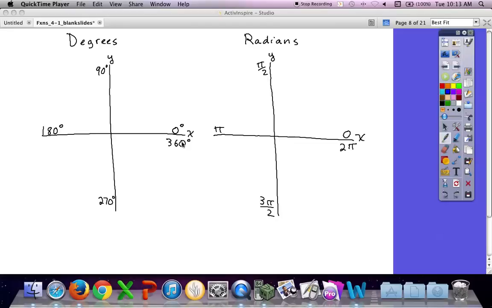Now, what's halfway around the circle? If I go only halfway, then it's 180, right? And if I go halfway between 0 and 180, that would be here, that would be 90, right? And then halfway between 180 and 360 is 270.